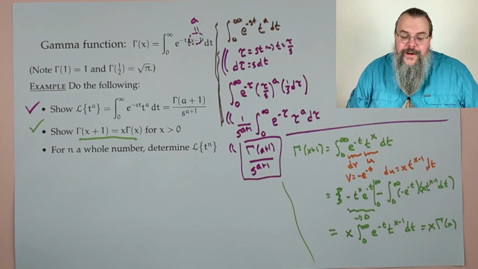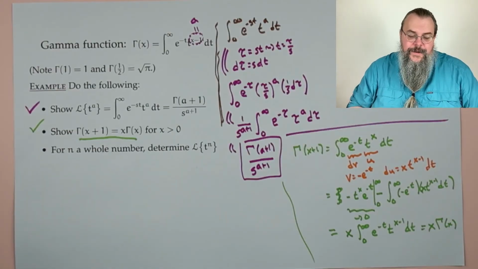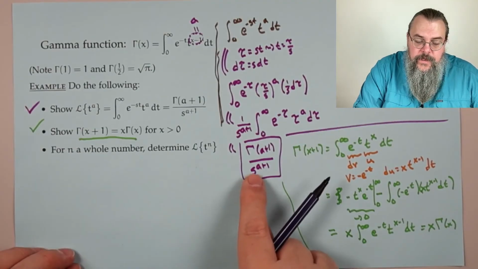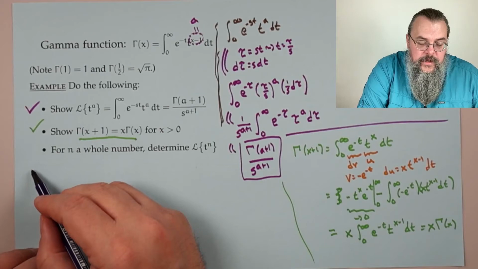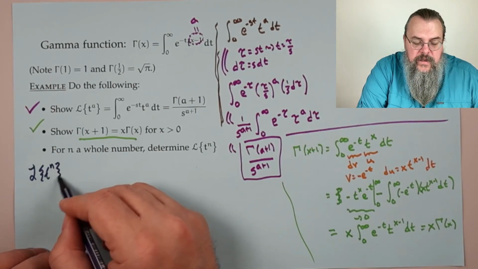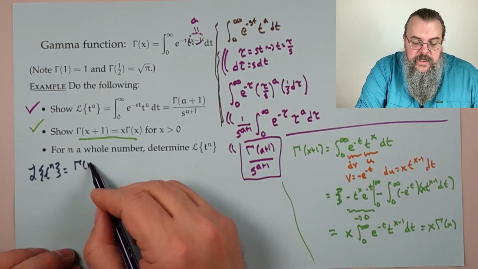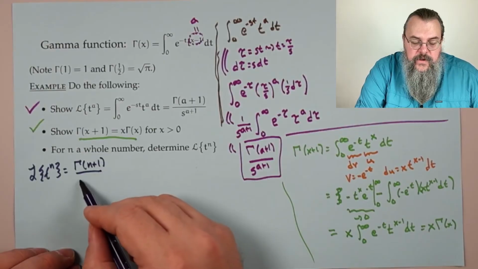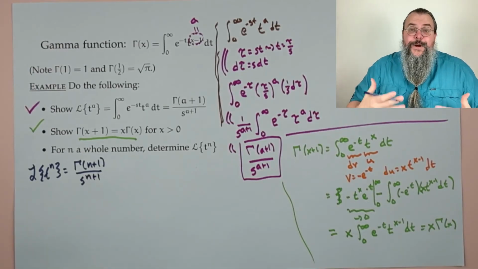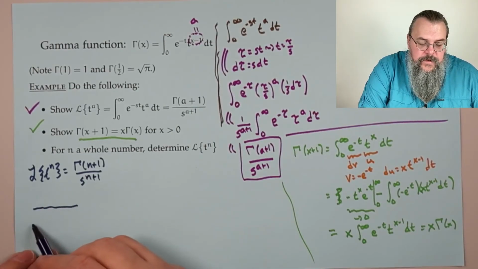Okay, so our final point. Suppose we have a whole number. What's the Laplace transform of t to the n? Well, we know from part A, well, we can say, look, the Laplace transform of t to the n is this expression, gamma n plus 1 over s to the n plus 1. Like, okay, great. What's gamma n plus 1? So here, let's do a computation.